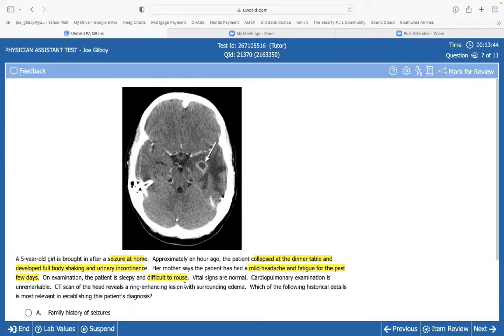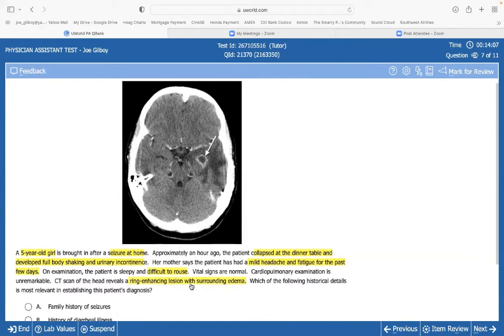Vital signs are normal. Cardiac exam is normal. And then they put this here, and this is where students go wrong. They go, oh my God, ring enhancing lesion. What did I memorize? Stop memorizing. Put it all together. She's 5. She's seized. Difficult to arouse. She's got something in her head.